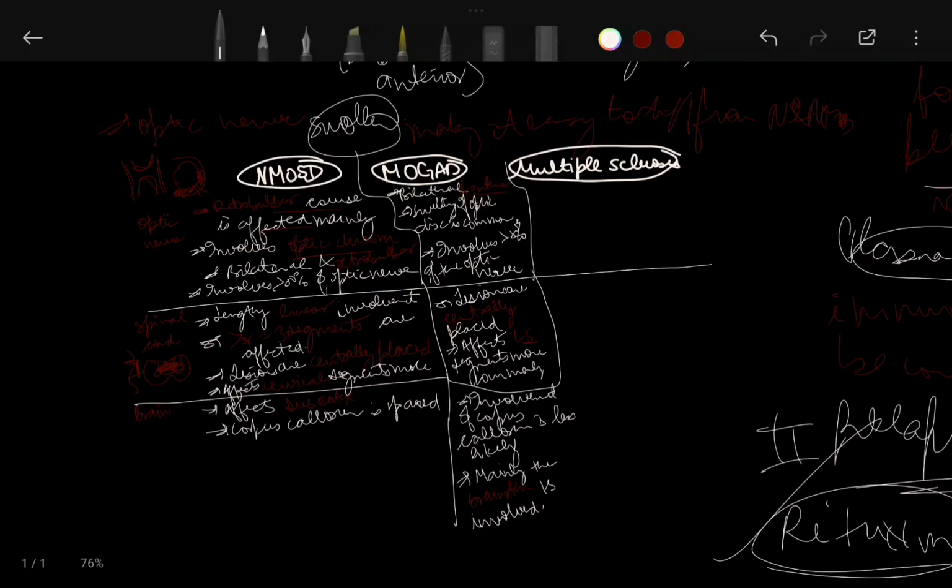Now in case of spinal cord, lengthy involvement is there, and cervical segment involvement is there in NMO, more than or equal to 3 segments are affected, and lesions are centrally placed. In case of MOGD, lesions are again centrally placed, and affect the lumbosacral segments more than the cervical ones. In brain, NMOSD affects the subcortex, and corpus callosum is spared. In case of MOGD, corpus callosum is less likely involved, and mainly the brainstem is involved.